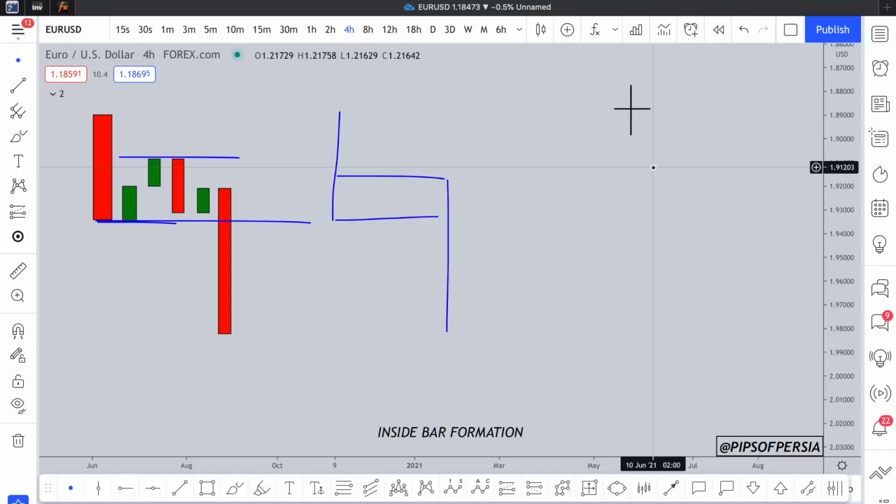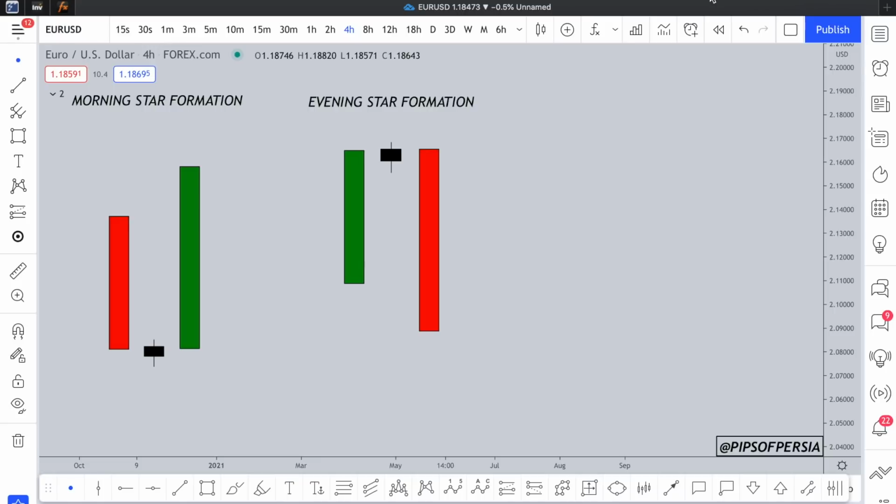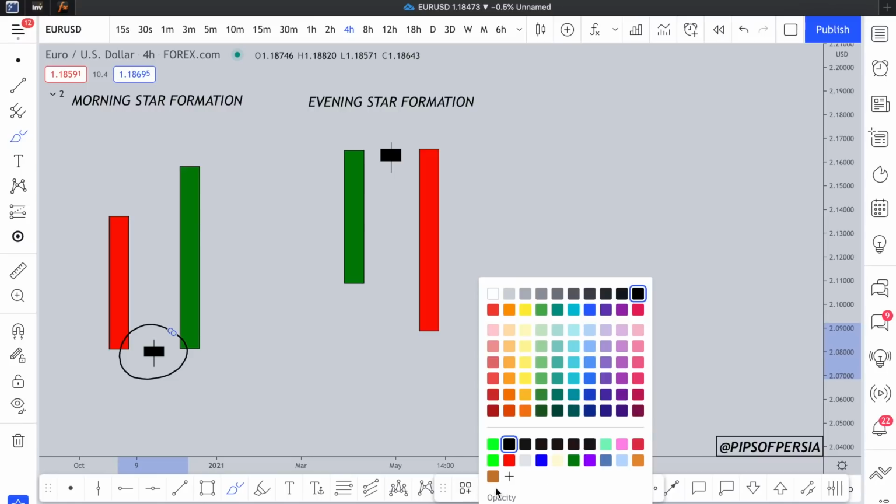We have the morning star formation and the evening star formation. The morning star formation is one that forms at the bottom of the range, again a reversal formation. And the idea behind this three candle formation is the first candle is pushing the price down, supporting that previous trend. The second candle shows a very indecisive market.